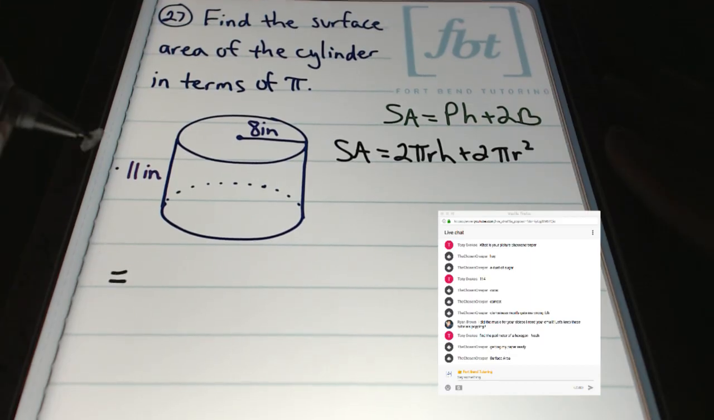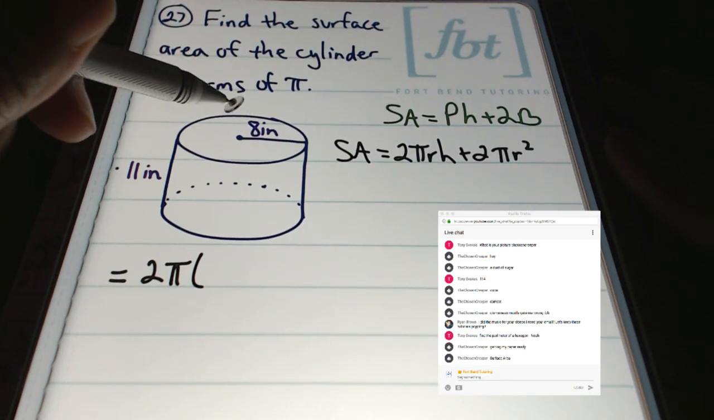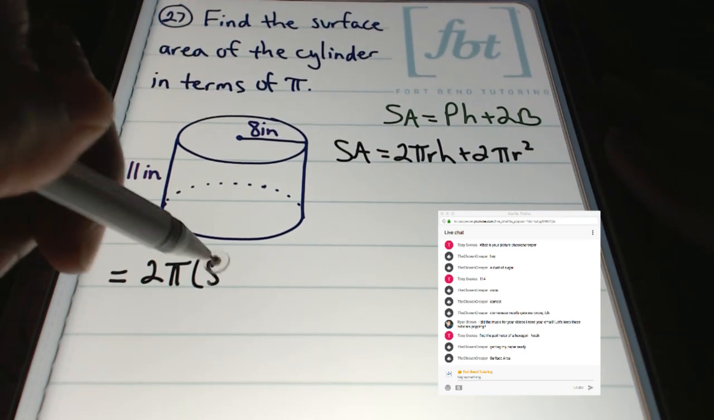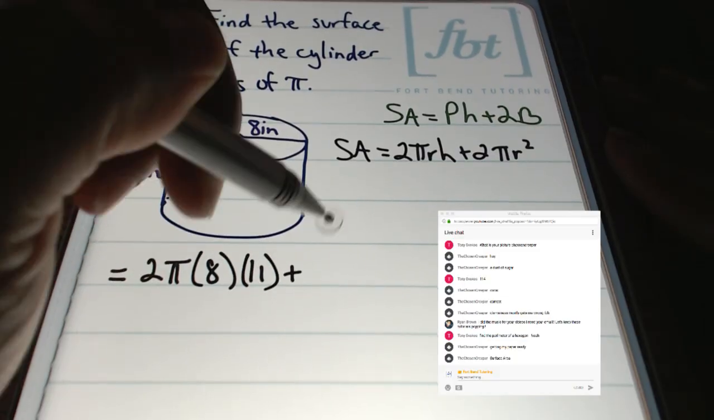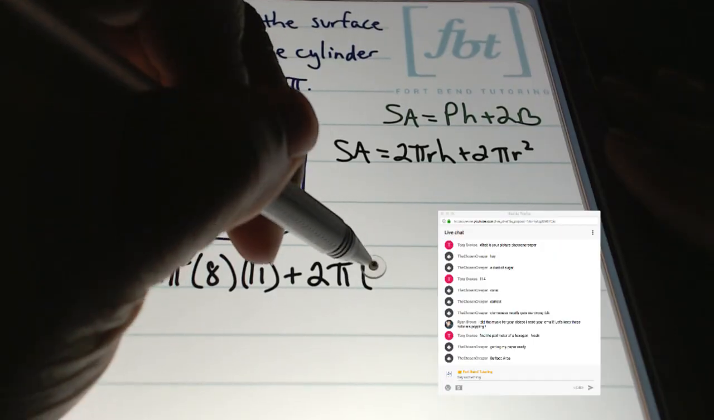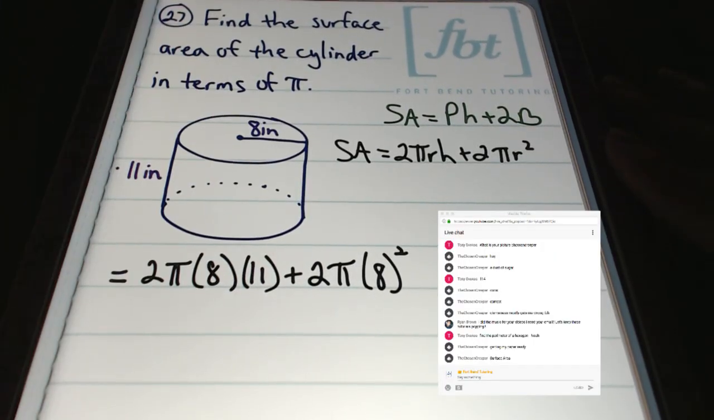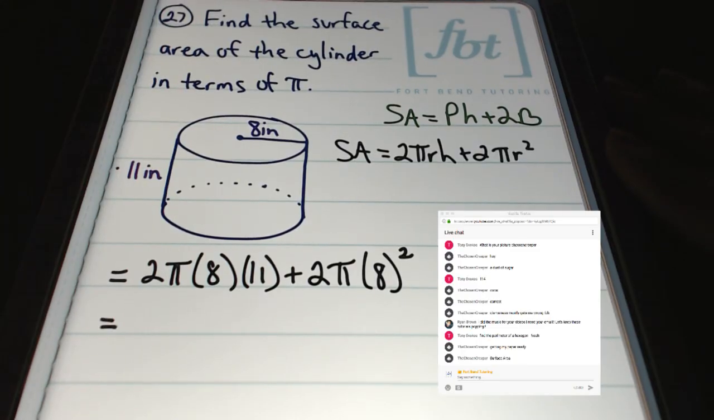Let's go ahead and plug in our values. We'll have 2 times pi times the radius of our base, which is 8, times the height, which is 11, plus 2 times the area of the base, which is going to be pi times the radius squared, which in this case is 8 squared. And so here we are looking at our setup.